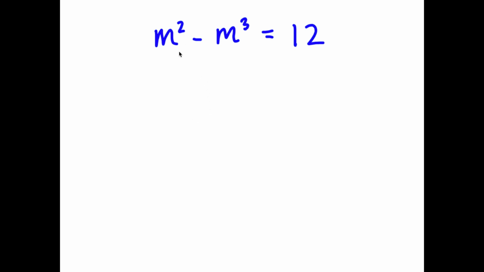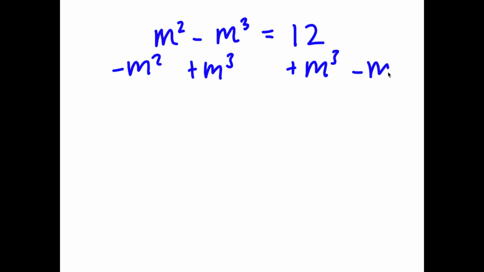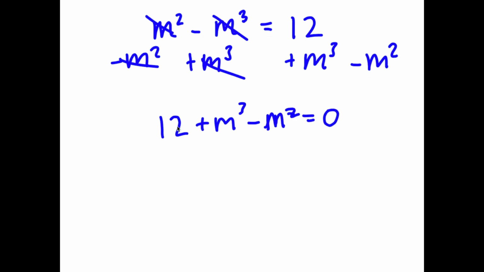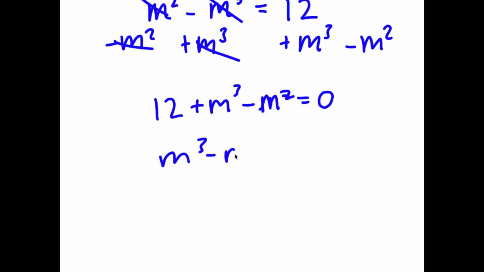Alright, so in this problem, I have m squared minus m to the power of 3 is equal to 12. So to solve this, I'm going to first add m to the power of 3 on both sides and subtract m squared on both sides. Then these two cancel out, and now I have 12 plus m to the power of 3 minus m squared is equal to 0. Now I'm going to rewrite this as m to the power of 3 minus m squared plus 12 is equal to 0.